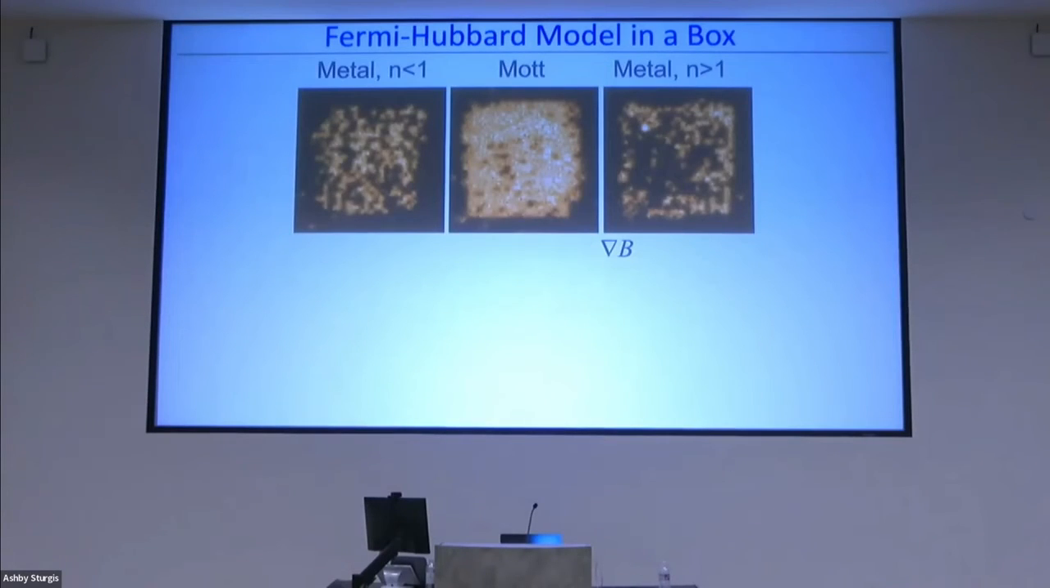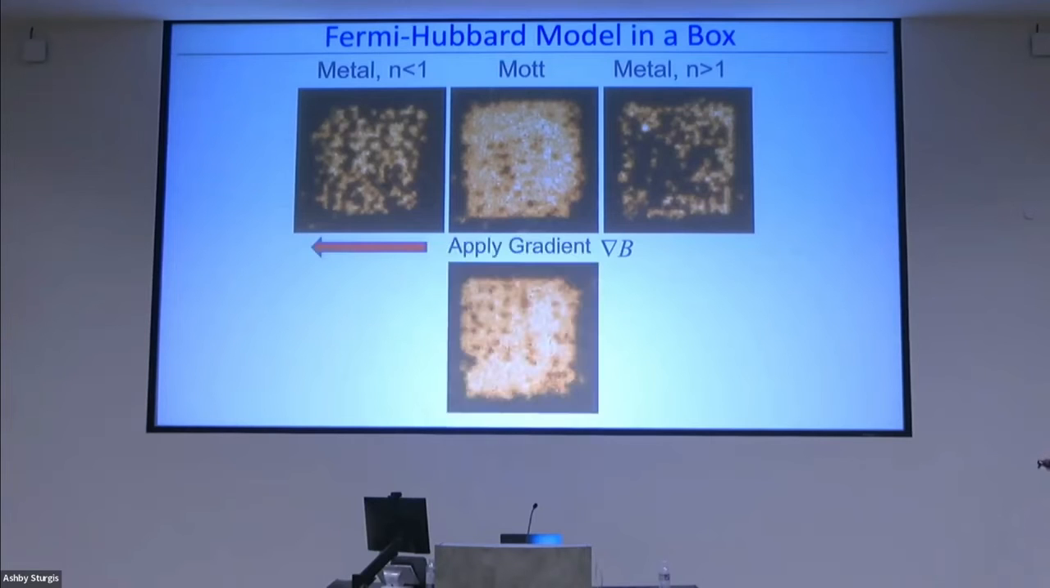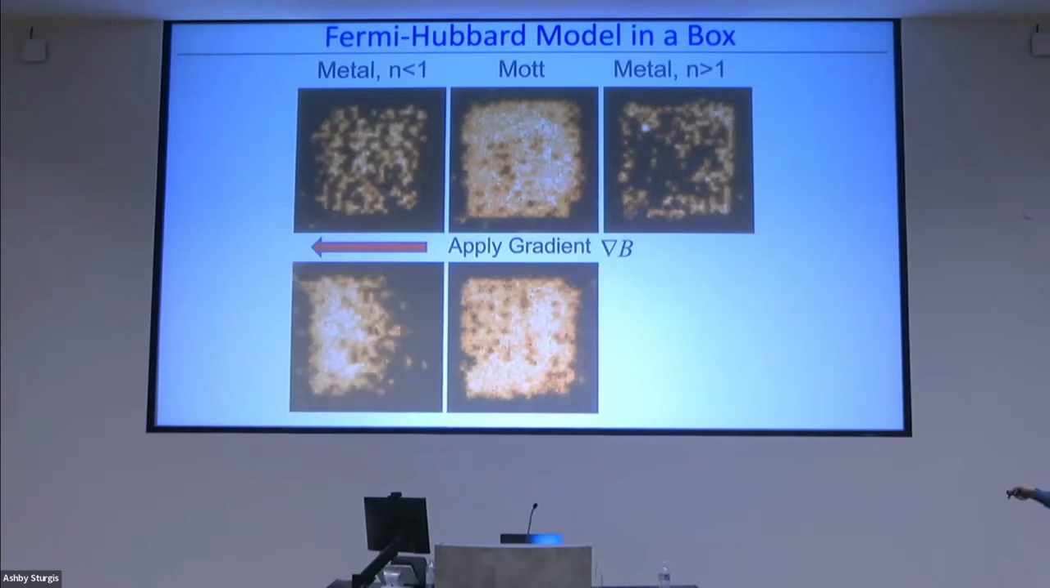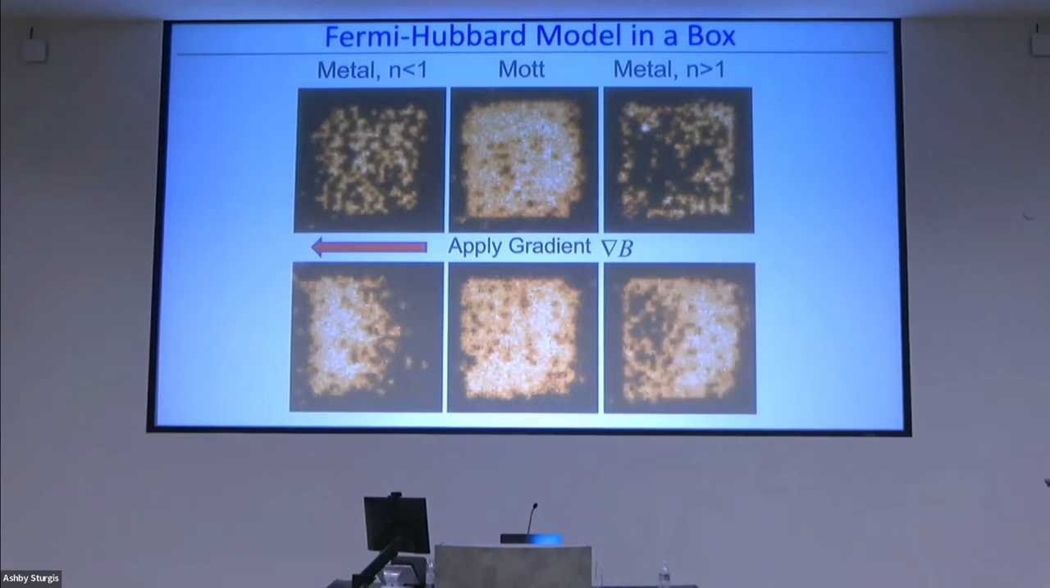But what about transport? Well, let's make a box again, because we like to start with uniform densities and apply a gradient to see what happens. Well, if you have a metal, the atoms can still move. They go all the way to the left. Or if you have a band insulator where we have 2 atoms per site, in those old days images, they also move to the left. But if you have a Mott insulator, nothing happens. Of course, they cannot move.